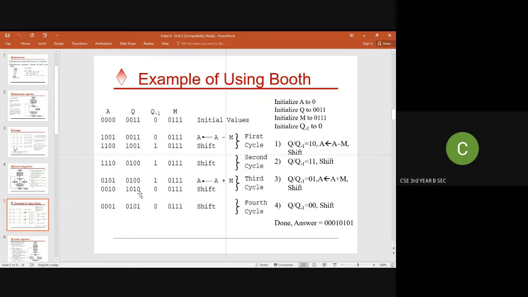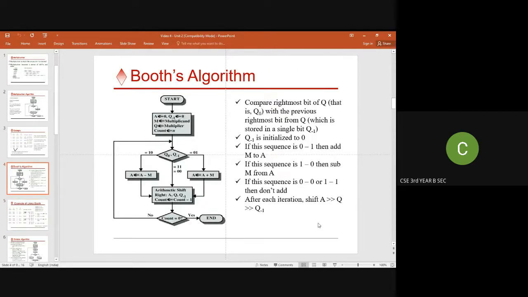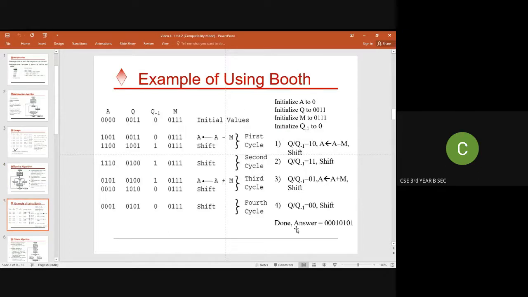Now check the Q naught and Q minus 1 value, 0 to 0. So 0 to 0 means we don't want to do any addition operation, we are just going to do the shift operation alone. So up to this point, the algorithm gets over. So the final result is A and Q, which means what is A here? 00010101. So this is our final answer.